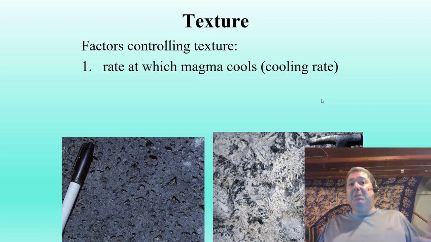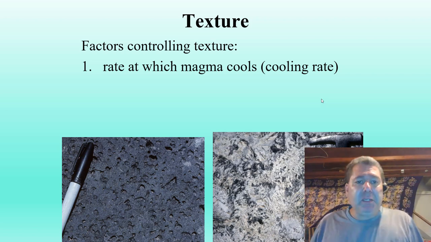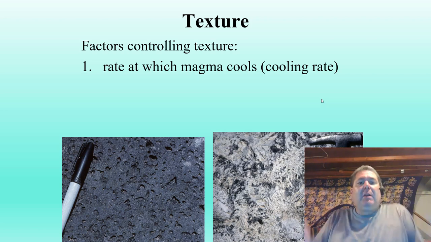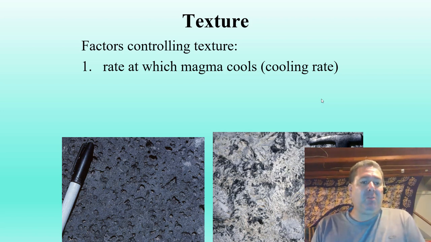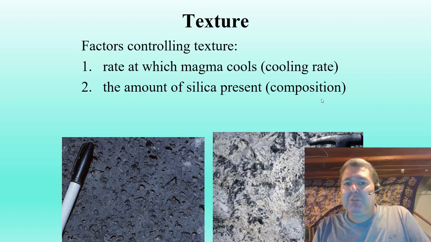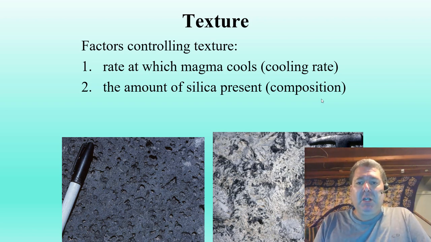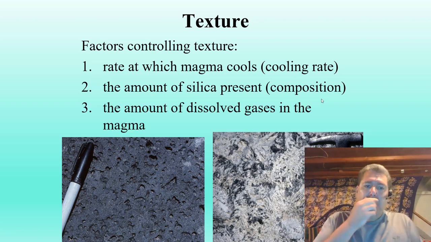Deep underground, intrusive, it takes millions of years to cool, and solid crystals form. Extrusive igneous rock, lava, cools very quickly on the surface of the earth. Whatever crystals are there, but the rest of it doesn't have time to form, and we get matrix or volcanic glass. It also depends on the amount of silica present. Silica can affect the composition, but also the texture of something.